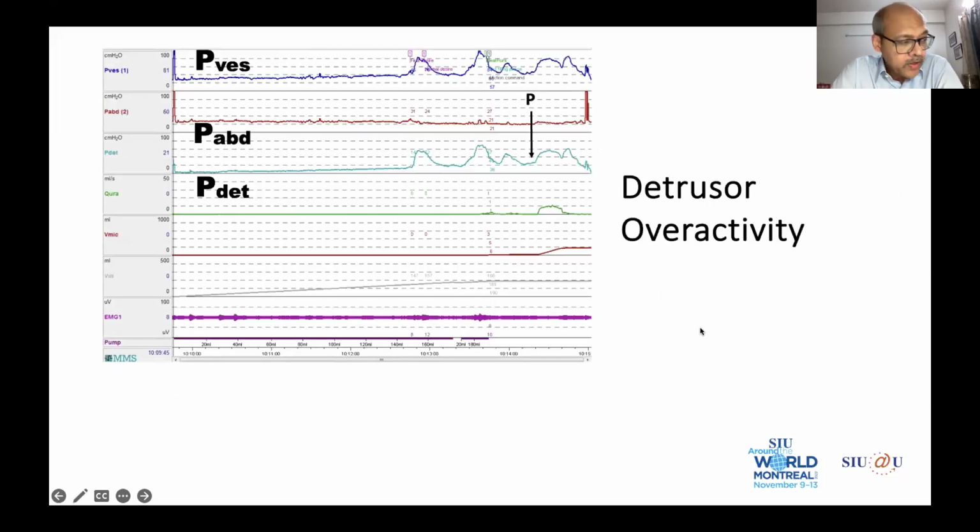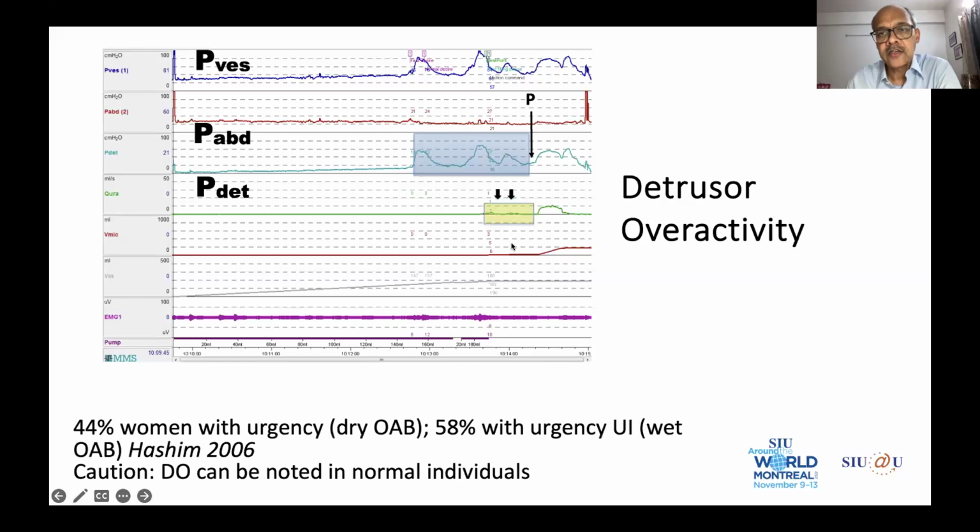Now let's take a quick look at storage abnormalities. And I told you in the beginning that a normal bladder stores at low pressure. So when you fill the bladder, you shouldn't get any rise in pressure. But here you can see on that third line, the PDET line, that the pressure shows rises. And you can see these phasic rises and falls. This phasic rise and fall is called detrusor overactivity. And this woman leaks at that time. So this is detrusor overactivity incontinence. So this often manifests as urgency incontinence.